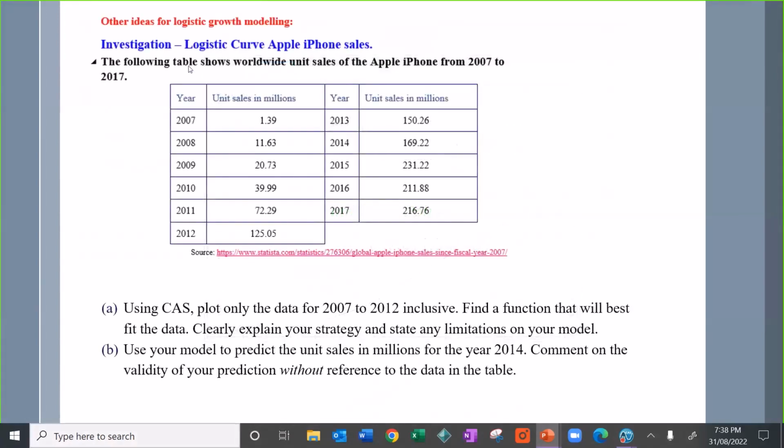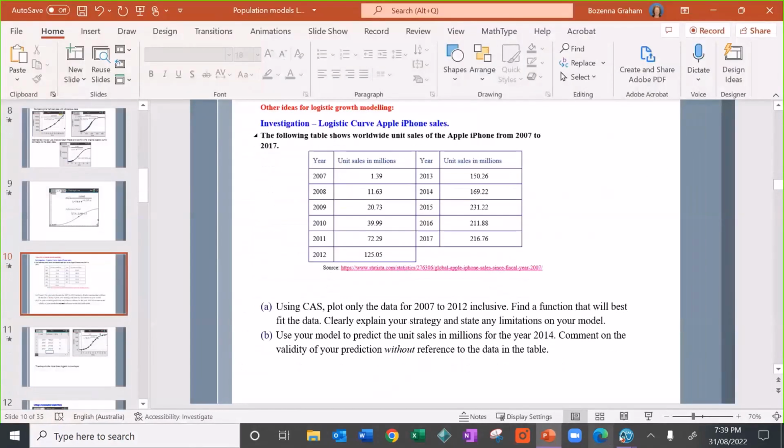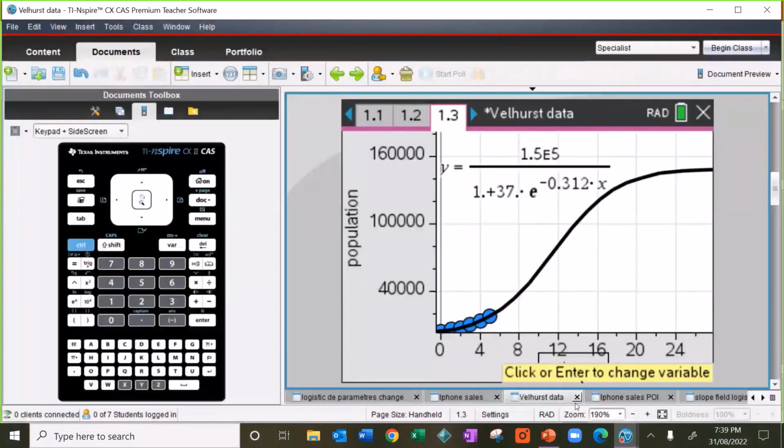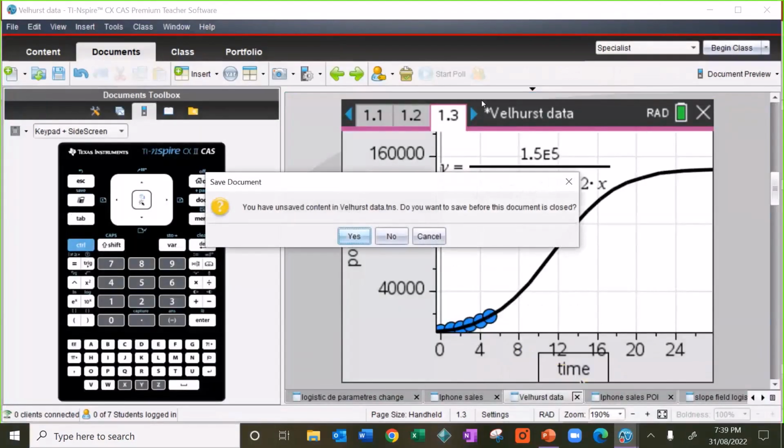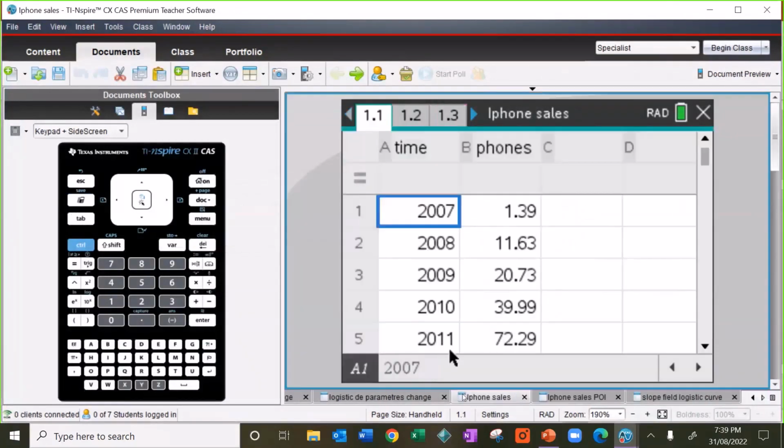The other idea from a real life situation is looking at iPhone sales. I've collected this data here from 2007 to 2017. Again, we have sales in millions. So if we go to the calculator and look at the data, I just closed that. So we have the iPhone sales data. Again, I entered them. This time I put just time in years and the phones. And we do the same.